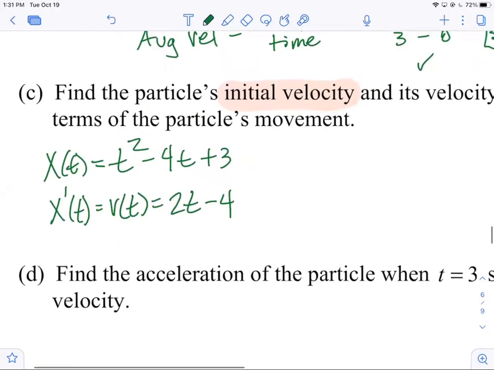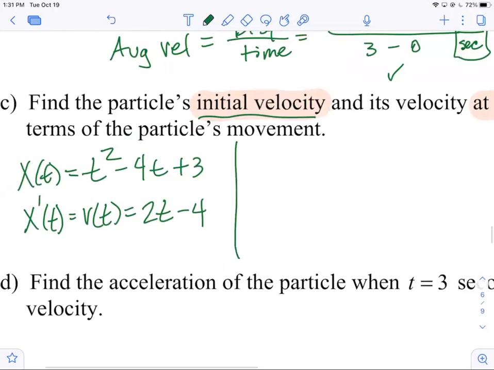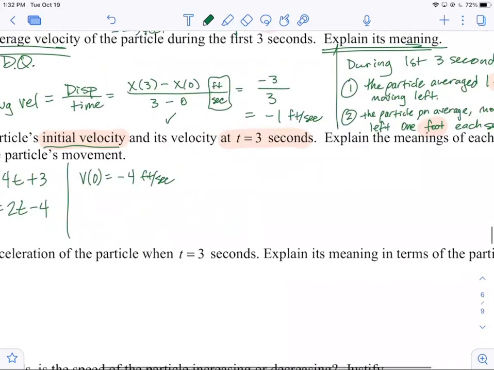And now there's two different times. The initial velocity, that corresponds with t equals what? 0. So let's go ahead and do that. We'll say v of 0. Because I've defined what v is, I can now use it exclusively. If you didn't want to do that, you can call it x prime of 0. And now we plug in and we get -4. What would the units be? Feet per second. Okay. And then explain the meanings of each.